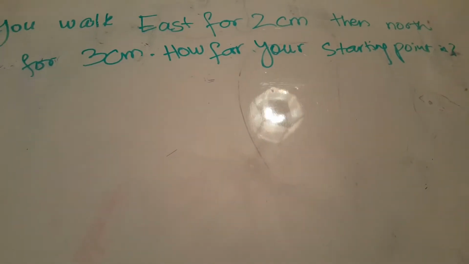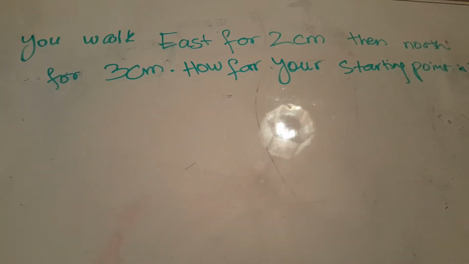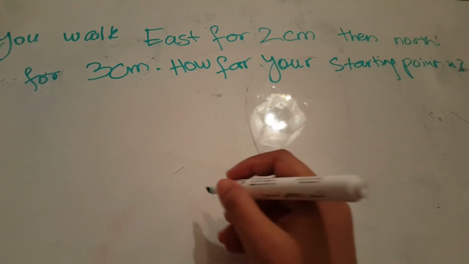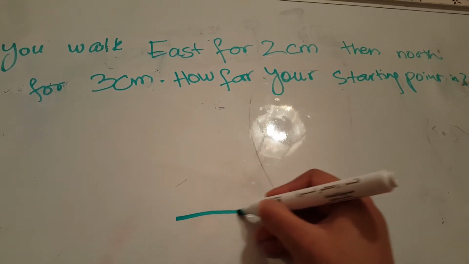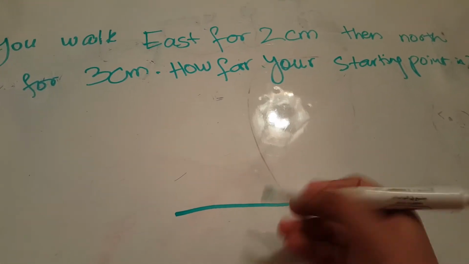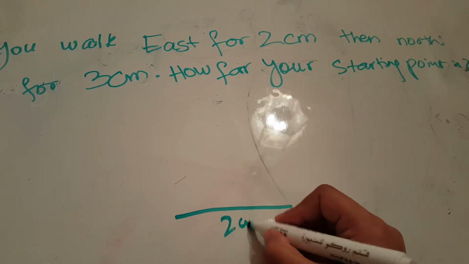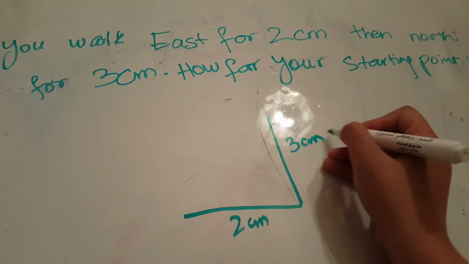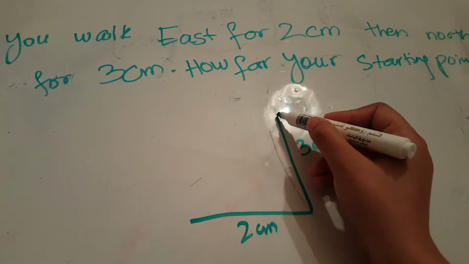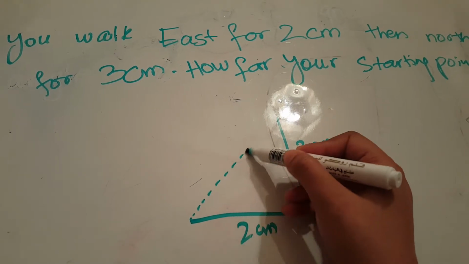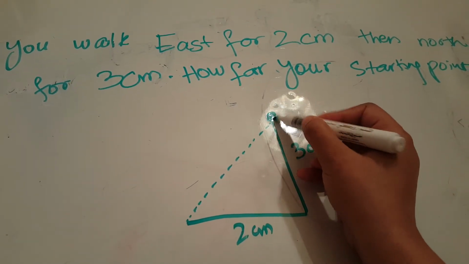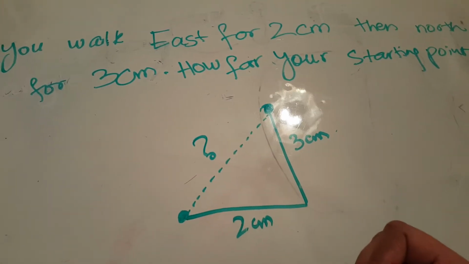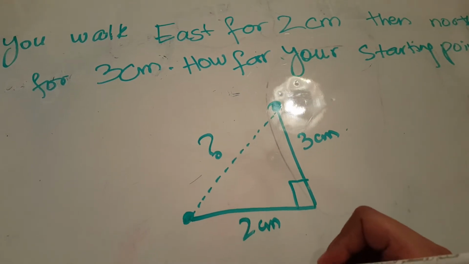One very important key point: whenever you are solving any question related to trigonometry, first draw that question. It's a very important skill. So first you draw that you are going east, and let's scale it so that this is 2 centimeters, and then you go north, 3 centimeters. What is the distance from your starting point? This is unknown, and this is 90 degrees.